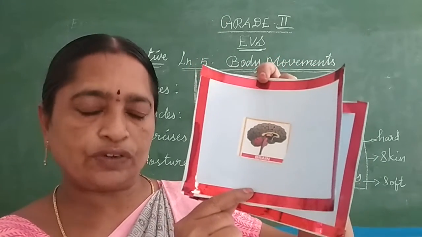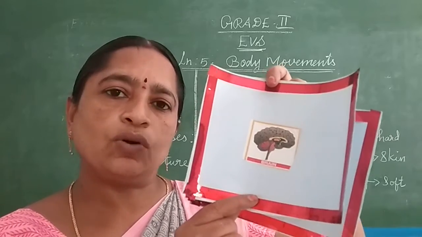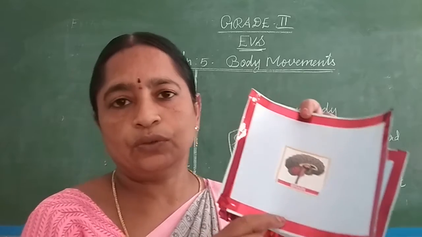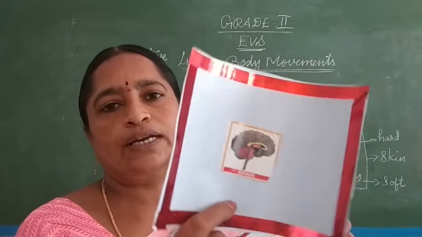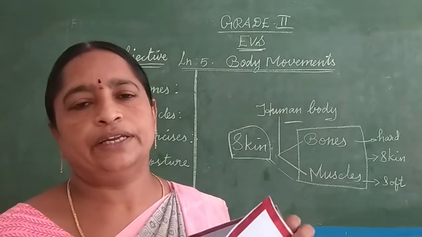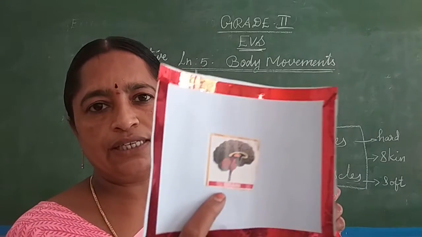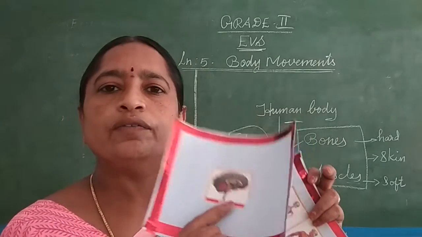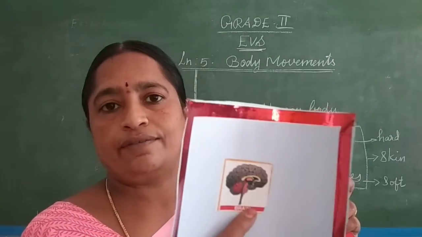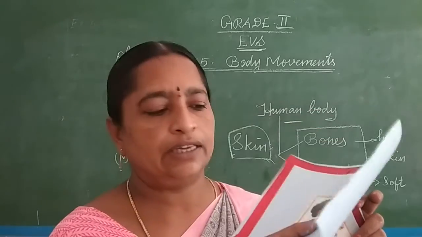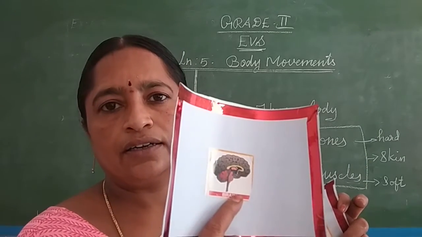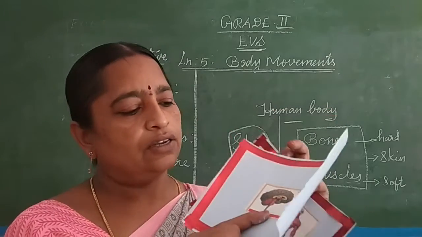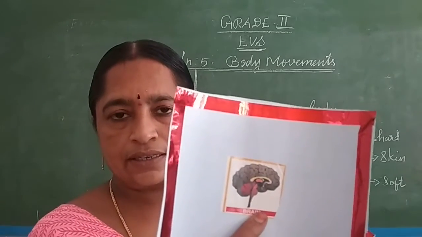This is the captain of our body because it gives all the instructions for our body's activities. If we want to do any activity, who will instruct us? This brain only commands us to do all the work. So if it gets injured, we couldn't survive. If this gets affected, we couldn't live. Okay? So we want to protect this brain.